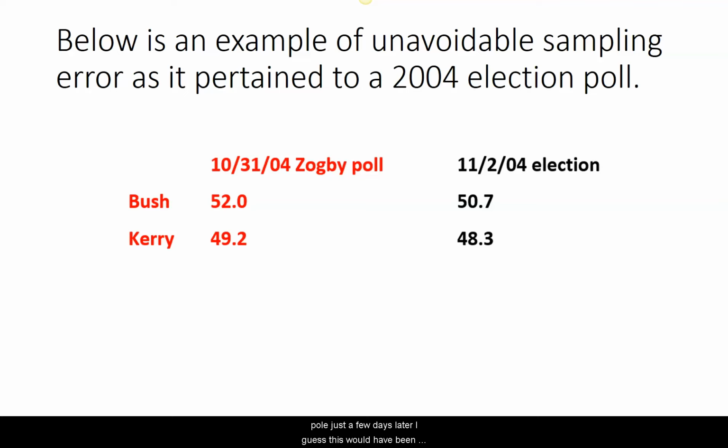And then here's a poll just a few days later. And I guess this would have been Sunday the 31st of 2004. And you can see here the difference is 2.8. So did Zogby err? Well, strictly speaking, yes, in their 1,000 phone calls. But that's unavoidable. It's understood that there's going to be some skewing there, some unavoidable factors, if you will, that cause the sample to be different than the population. But again, one thing that makes these polls desirable is they often get the gist, and almost every poll in 2004 correctly predicted Bush over Kerry, as is the case with most elections.